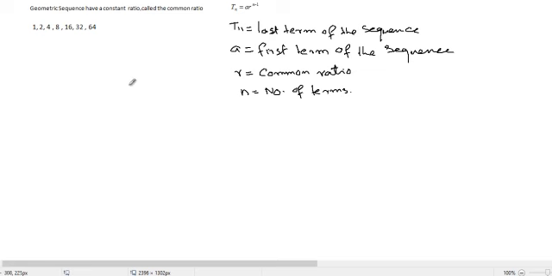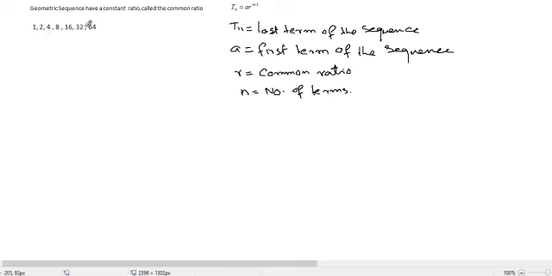Now if you can see here, we have a geometric sequence 1, 2, 4, 8, 16, 32, 64. Every term in this geometric sequence is obtained by multiplying by a fixed number. If you multiply 1 with 2, you will get 2. If again we multiply this 2 with 2, you will get 4. Again multiplying 4 with 2, you will get 8.